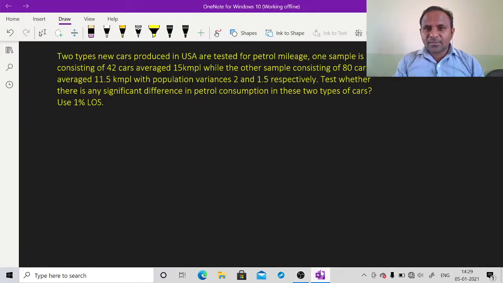Hi everyone, here we'll discuss two examples on the topic test of hypothesis of difference of means.